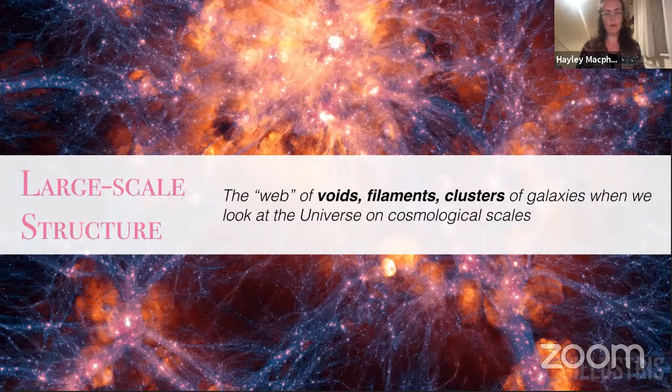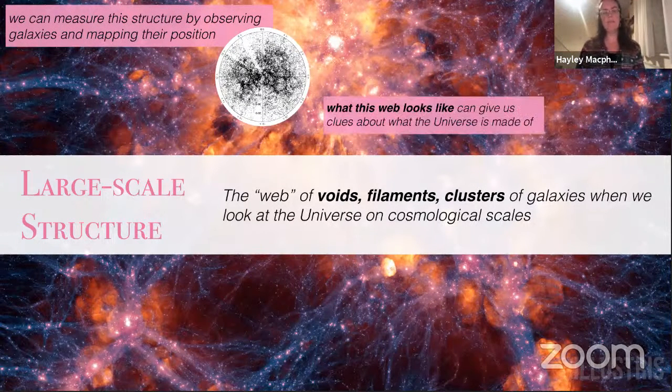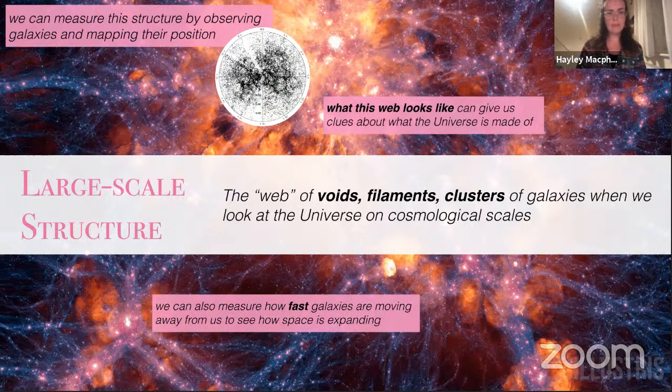And as we just saw, we can measure what this structure looks like by observing galaxies and mapping their position on the sky. And the way that these galaxies are clustered, so for example, how far away these clusters are from one another or how dense they are, can give us clues about what the universe is made of. And as well as measuring the galaxies' positions, we can also measure how fast they are moving away from us to see how space is expanding.